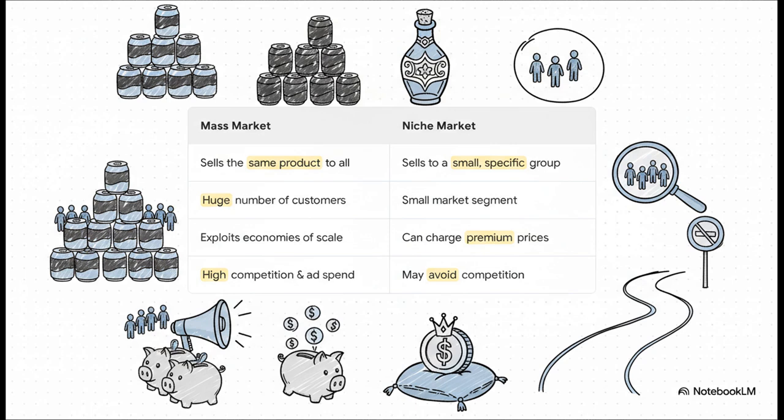Think of a mass market, like Coca-Cola. They sell basically the same thing to billions of people. This means they can make it really cheap per can, that's economies of scale, but the competition is ferocious. A niche market is the total opposite. It's about finding a small group with very specific needs, which lets you charge more and hopefully fly under the radar of the big players.